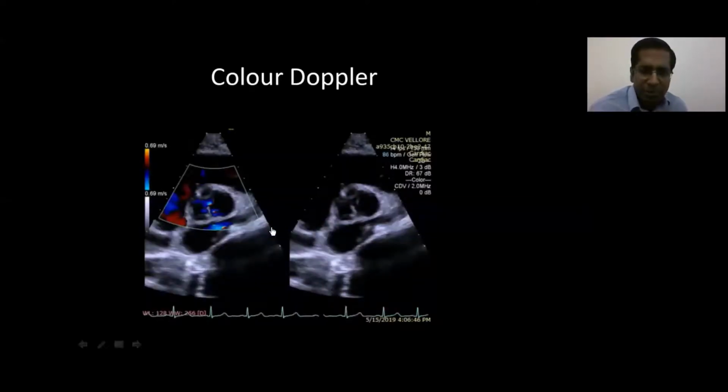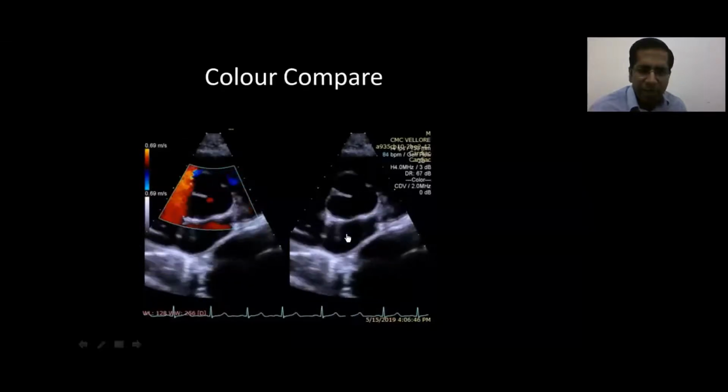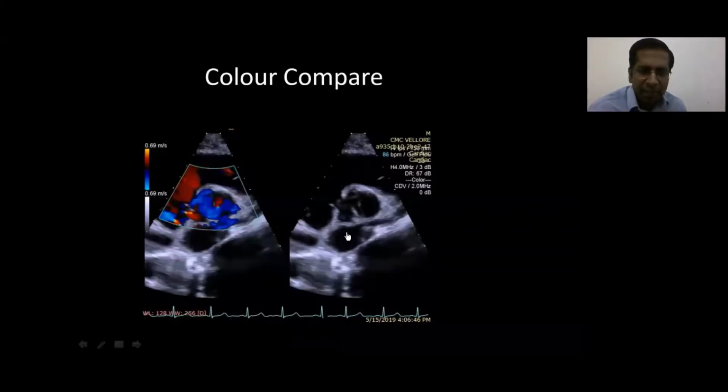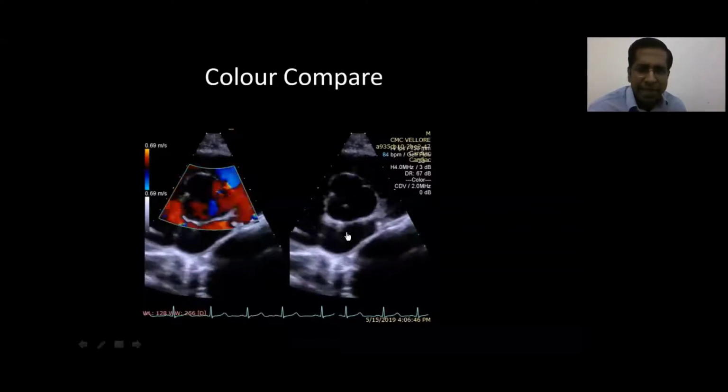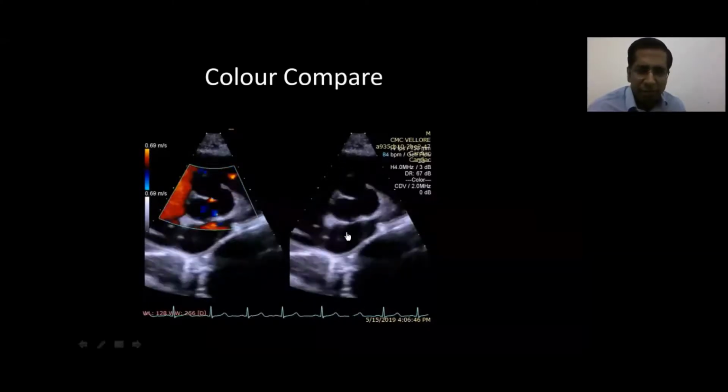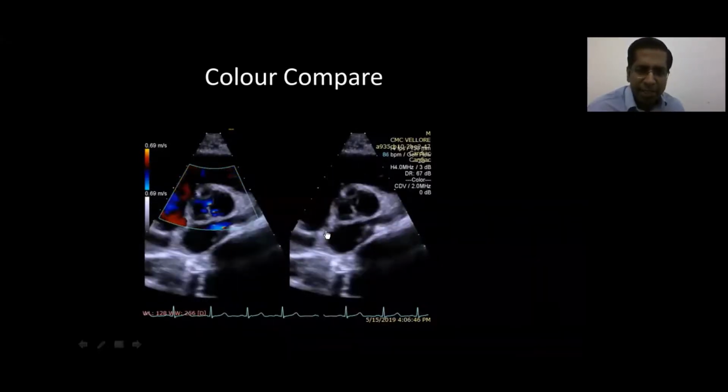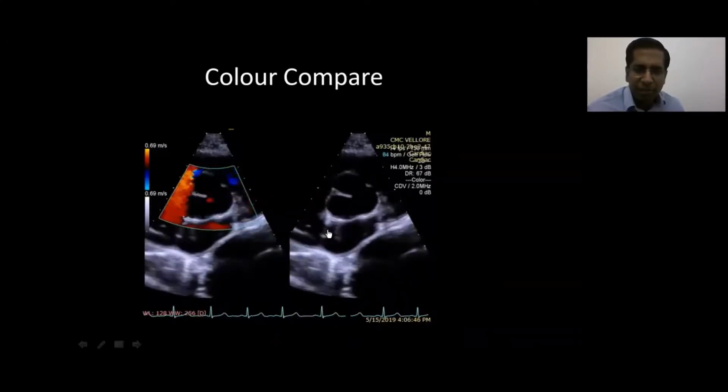This is just to give you an idea about color compare. This is not from the guidelines, but time is a constraint for most of us, and hence it may make better sense many a time to use color compare to quickly come to the assessment of what we have talked about.